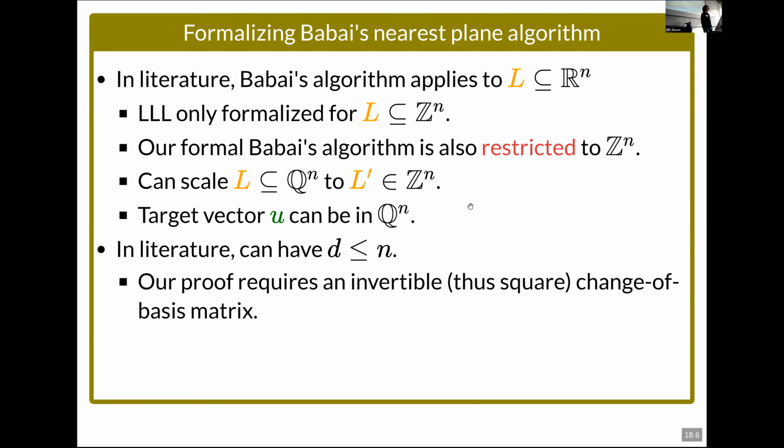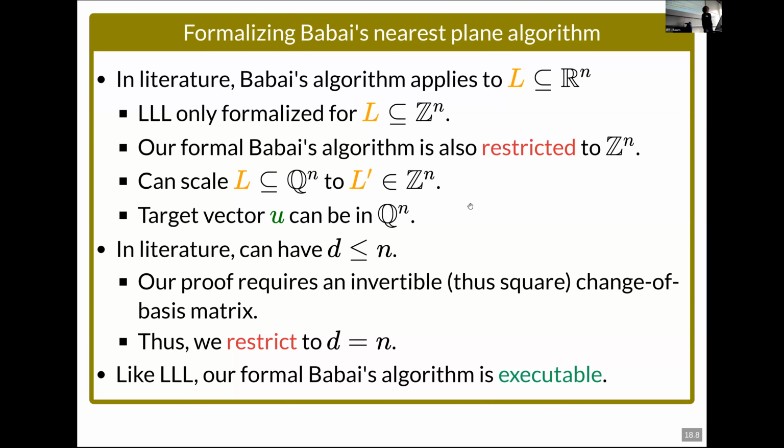Actually, so for our proof, we used a change of basis matrix, which was required to be invertible, in particular square. So we tried to lift our results to the d less than n case, but this turned out to be difficult, so we are restricting to d equals n here, so this is somewhat of a restriction. And like LLL, our Babai's algorithm is executable.